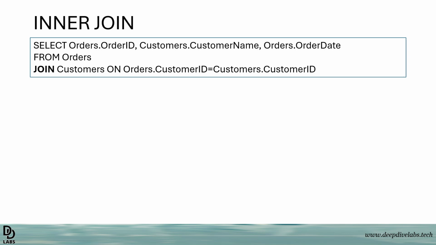So let's take a deeper look at inner join. How do you write the query for an inner join? You select the columns from the different tables that you are interested in. So select orders.order ID, so from the orders table you want order ID. From the customers table, you need customer name. From orders, you need order date. From orders, join customers, and we have to specify on what condition it should be joined, right? So on orders.customer ID is equal to customers.customer ID. That is the foreign key relationship in this table.